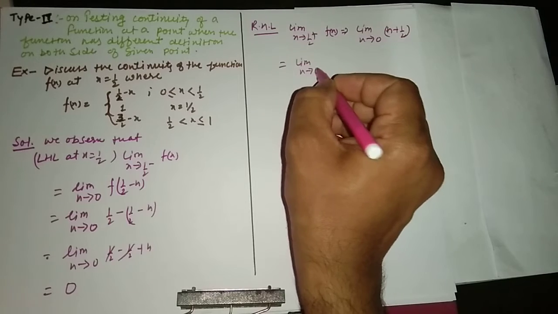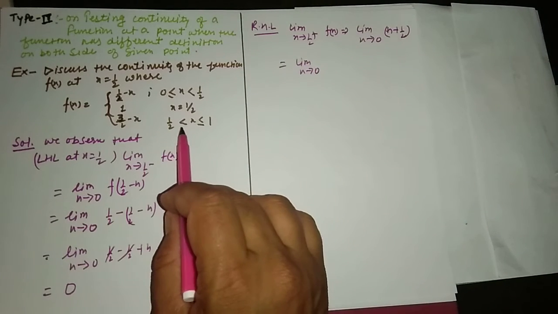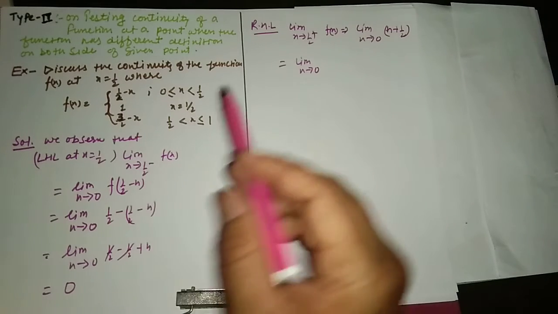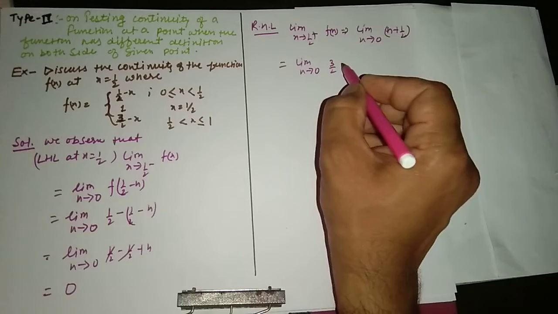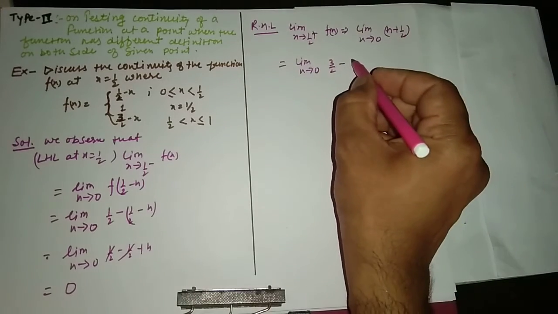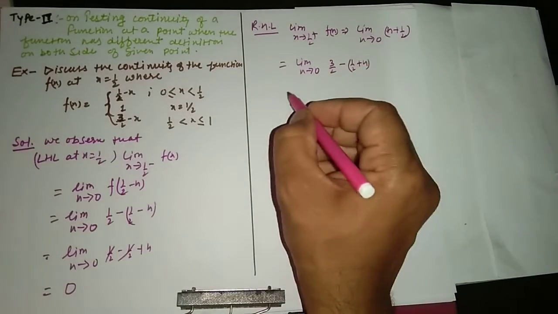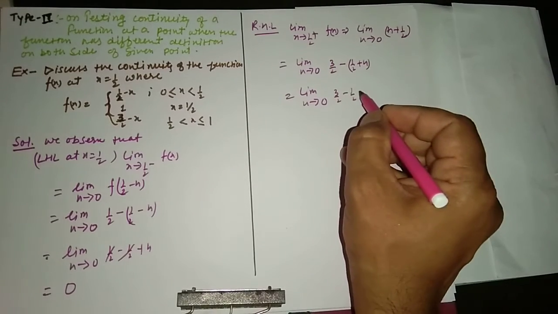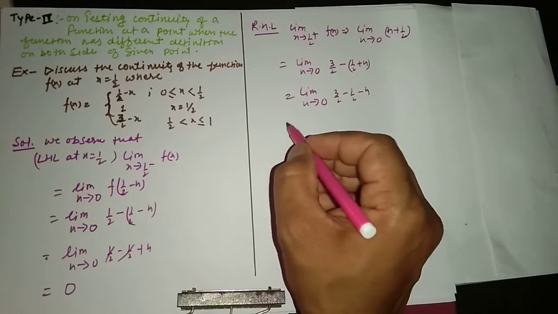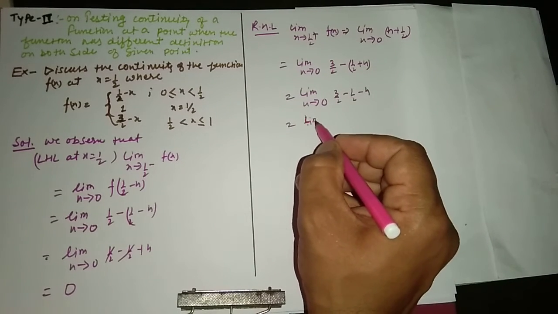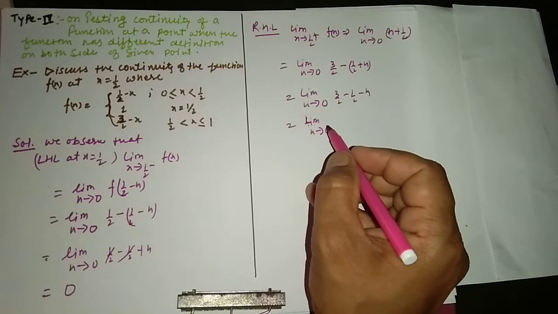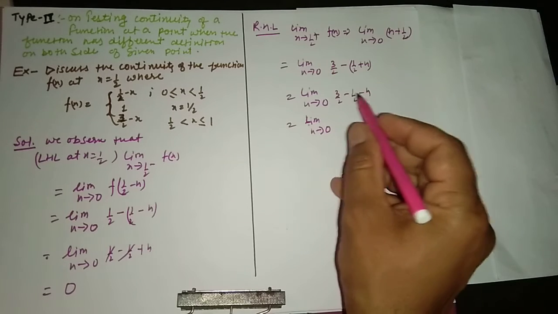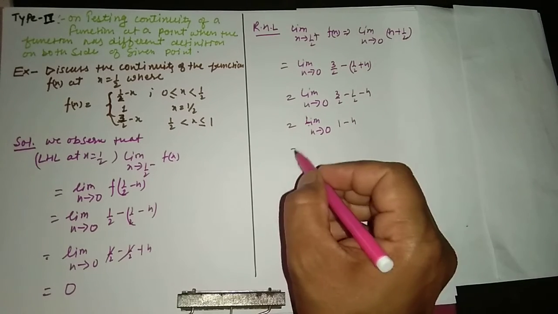h tends to 0, and now the function is changed because we are taking the value greater than 1/2. सो 1/2 के लिए वैल्यू चेंज हो जाएगी, तो कितना आएगा हमारे पास 3, फंक्शन की वैल्यू 3 माइनस, और x की प्लेस पे हमको रखना है 1/2 प्लस h। सो limit h tends to 0, 3/2 minus 1/2 minus h. So on solving this limit h tends to 0, we will get 1/2 with 2/2, so 1 minus h means it is 0, so we get 1.